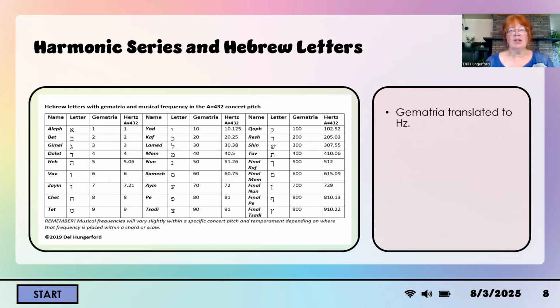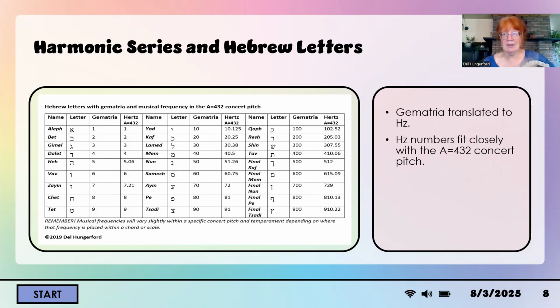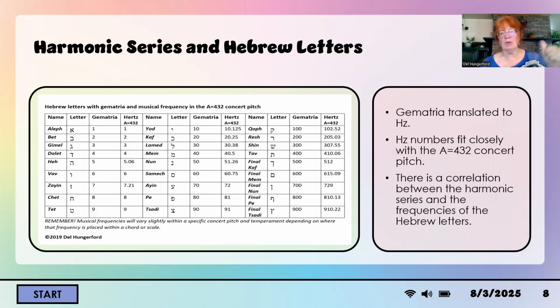So really, this is a chart of the gematria translated to hertz. And you're going to notice as you get up here, the numbers seem like they're quite a bit different. But remember, it's all based on ratios. So the ratio is the same down here as it is up there. They're very, very close. Hertz numbers fit closely with the A432 concert pitch. Go figure. And this is in just intonation. It's not an equal temperament, just Pythagorean. It's somewhere in the mix because I put together a chart, which I'll show you here. There is a correlation between the harmonic series and the frequencies of the Hebrew letters.